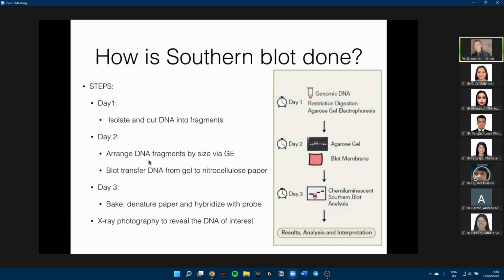Day 2, the DNA fragments are arranged according to size using gel electrophoresis. Then the DNA is transferred from gel to paper by simple blotting to nitrocellulose paper. On the third day, the nitrocellulose paper impregnated with DNA is baked, denatured, and then hybridized with a probe. And the final step is X-ray photography to reveal the DNA we are interested in locating.